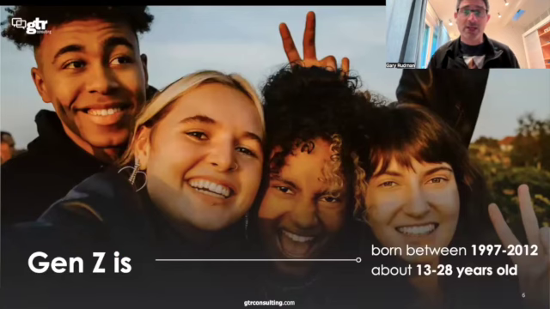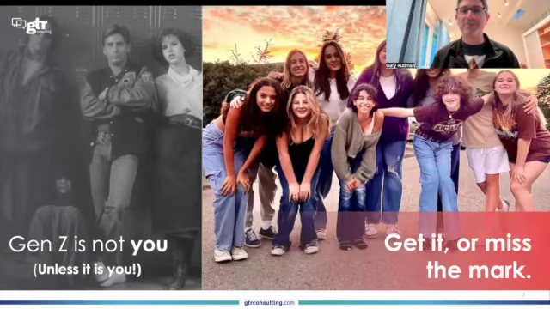We have to understand first who Gen Z is. So they're born between 97 and 2012. They're about 13 to 28 years old. And the big thing about them is you are not Gen Z. Now, of course, some of you out there are Gen Z, but the rest of you, if you think that you understand them, if you think that you get it because you were a teenager once or you're a young person once, you don't. It's a different world that they've grown up with. And that's what this presentation is all about.